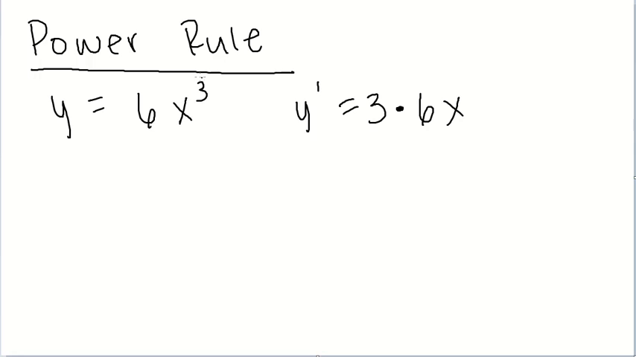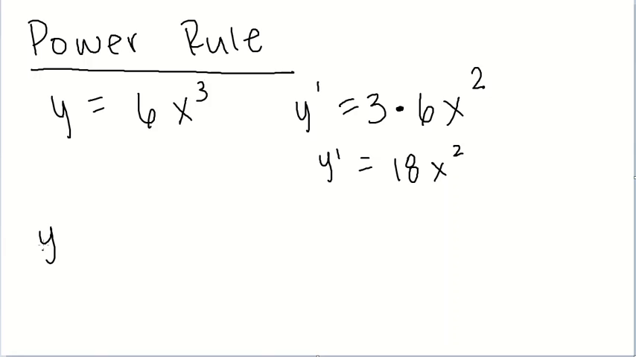And then again, we subtract 1 from the exponent. So 3 minus 1 is going to be 2. And then we can simplify this a little bit because we know that 3 times 6 is 18. So we can say that y prime is 18x squared. So if there's already some number, some constant out front, then when you bring down the exponent it gets multiplied by whatever number was already out front.